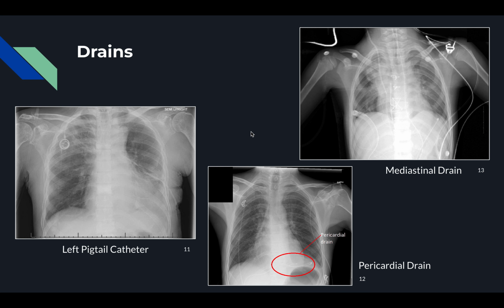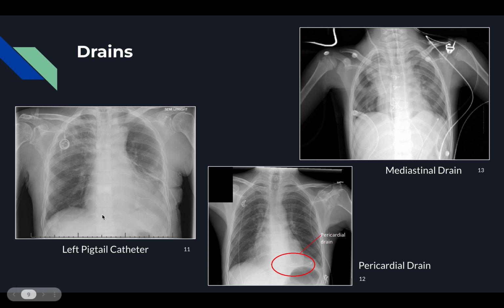Moving on here, we'll talk about some drains. Lots of different types of drains can be seen on chest x-rays. I'm going to talk about the ones that are visualized in the chest cavity. However, on a chest x-ray, you may also get the upper abdomen in your view, and there can be drains there as well, but I won't talk about those at this time.